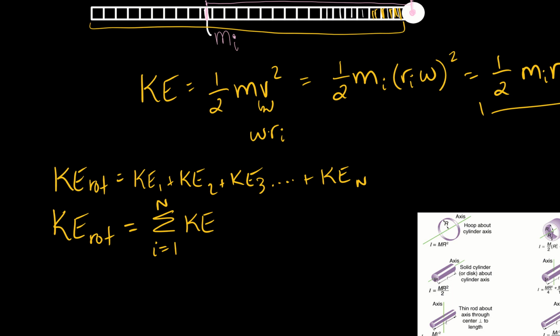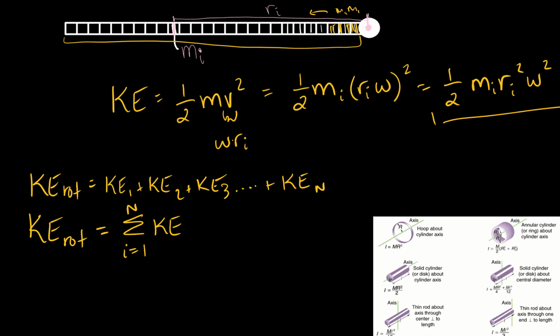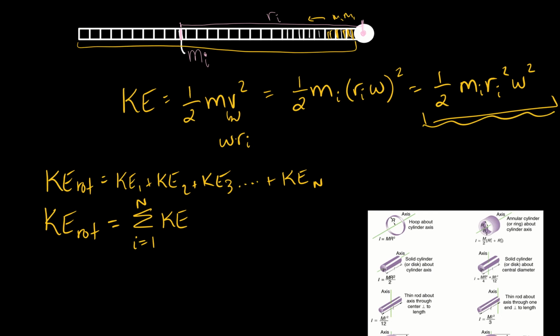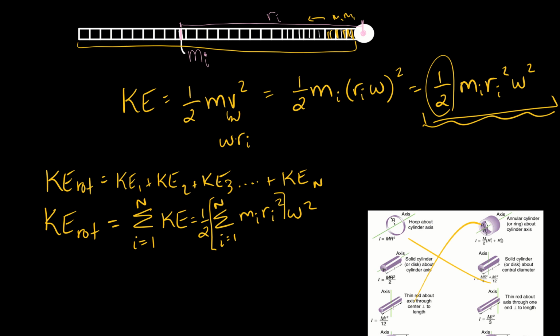Okay, but we know that kinetic energy equation for each little piece; we wrote that right up here. You can ignore this little diagram for now. We'll come back to it. So that's going to equal the sum, from 1 to n, of m_i r_i squared omega squared. And we have a 1/2 in here too, and I'm actually going to write that 1/2 out front, because they're all going to have the 1/2. And they're all going to have the omega as well. So really the only thing that changes for each little piece is the r.